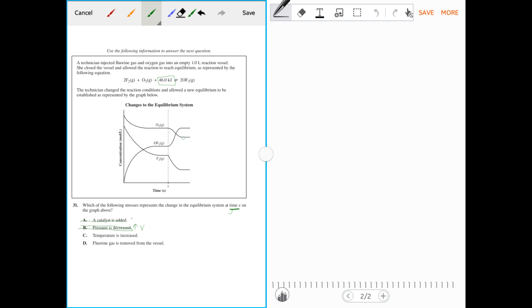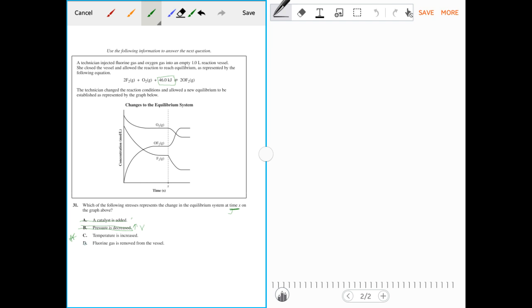to shift the equilibrium to produce more product. So if we see that, we should see a decrease in our oxygen gas, a decrease in our fluorine gas, yet an increase in our oxygen difluoride. So this is what we see. So we see that C is definitely a plausible answer.